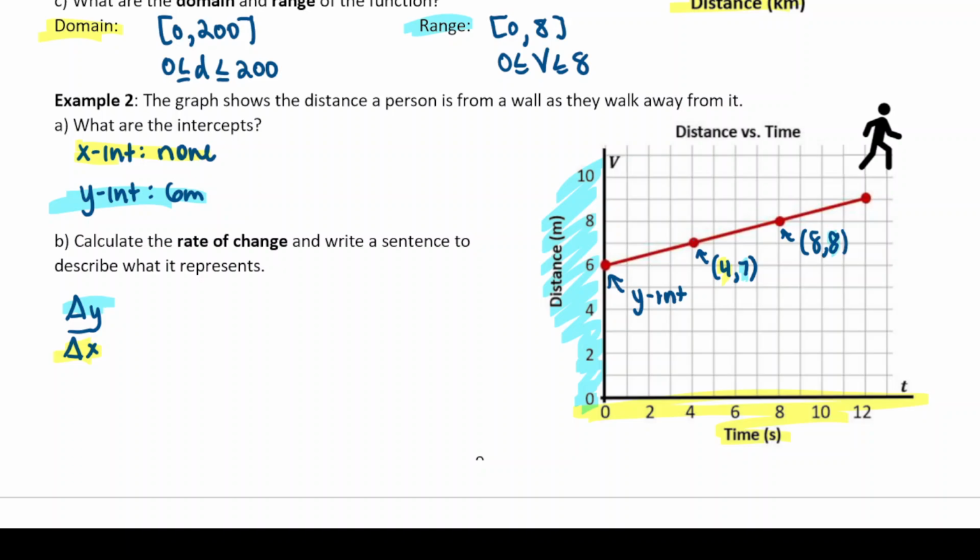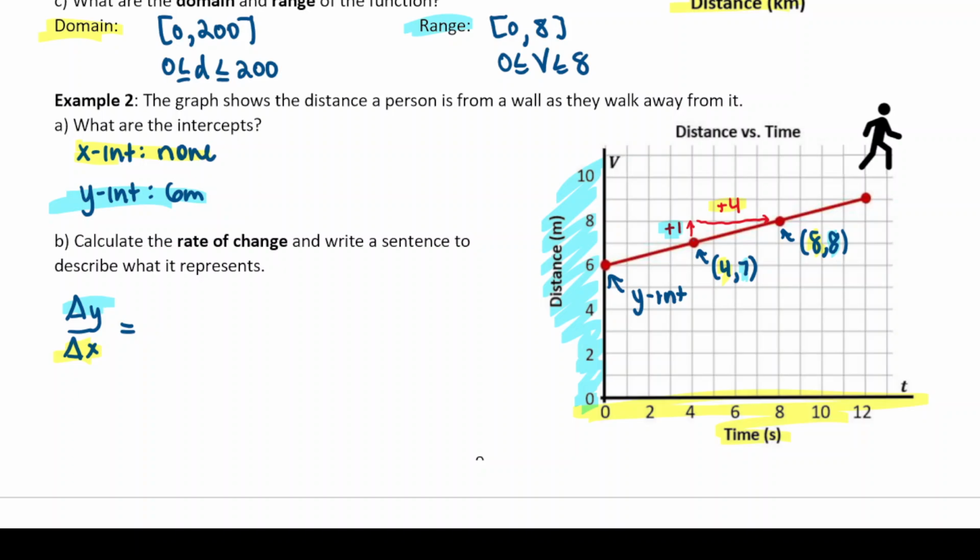The y value is 8, the x value is time. So the pattern is the x value, so the y value went up by only 1. It increased from 7 to 8, whereas the x value increased by 4 seconds. So the change in the x value was 4, and the change in the y value was 1. So let's put that into our equation.